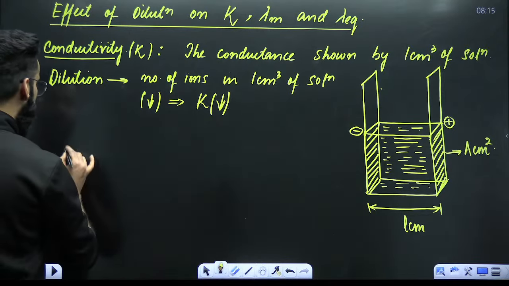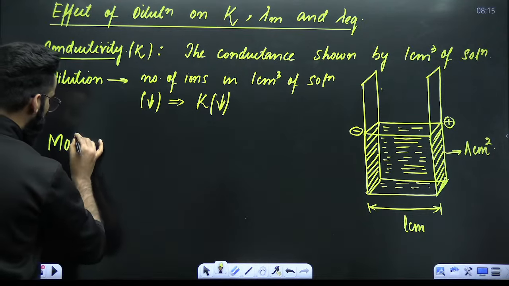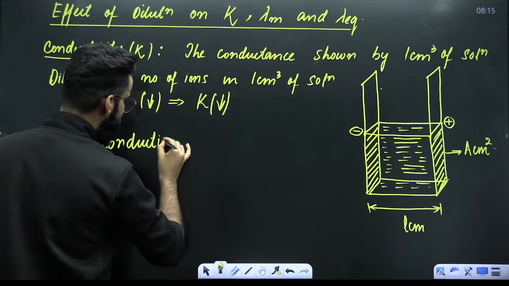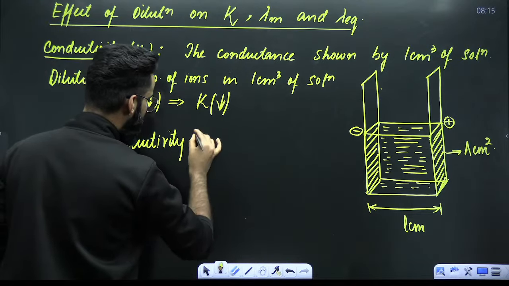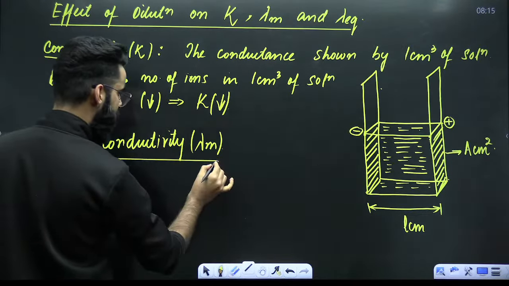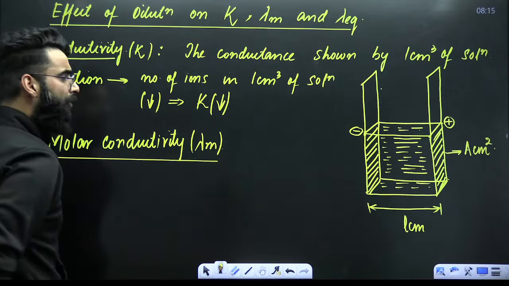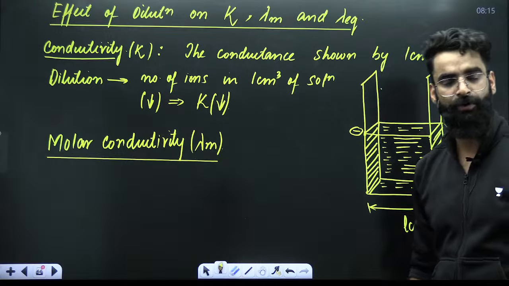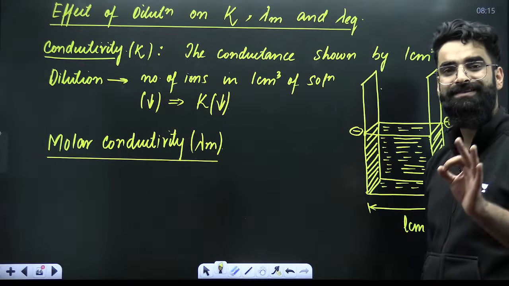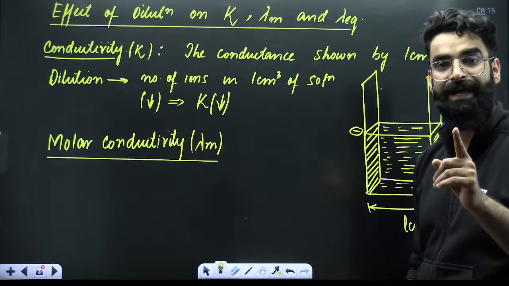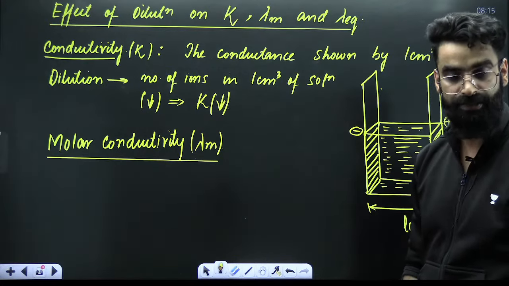Now, let's have a look at molar conductivity. What happens to the molar conductivity with dilution? First of all, how do you define the molar conductivity? Do you remember? It is the conductance shown by all the ions when 1 mole of electrolyte is present in a given volume of solution. I hope you remember.